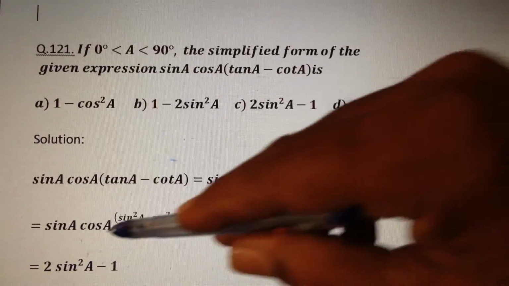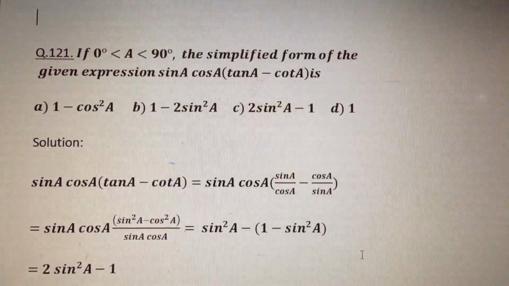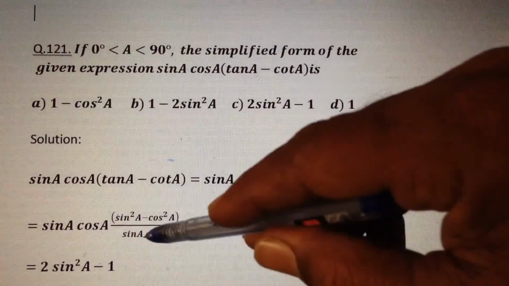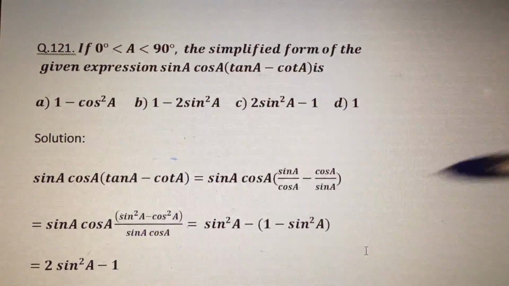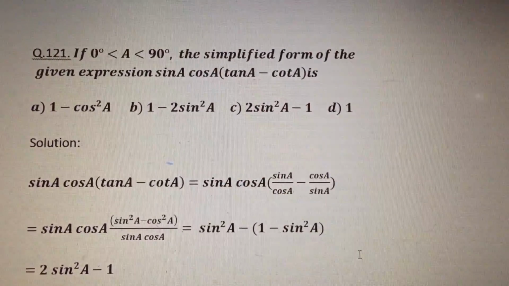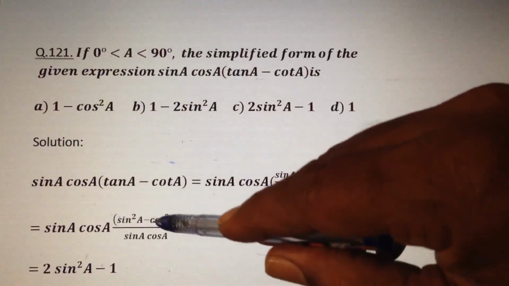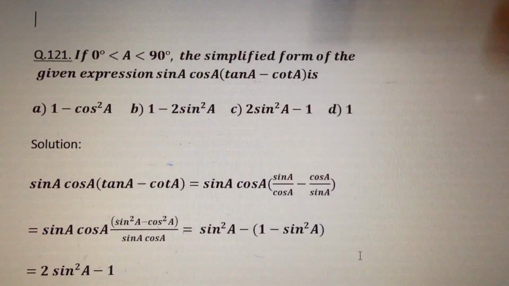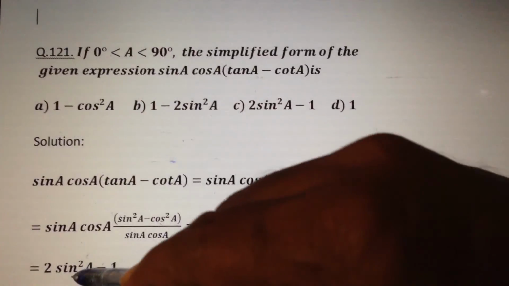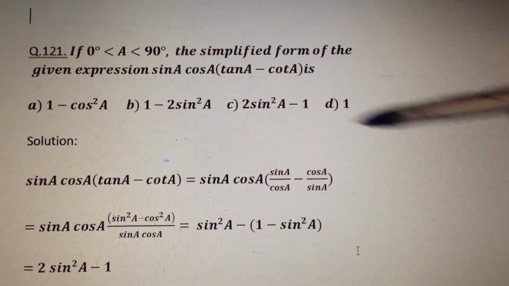So this can be written as sin A cos A into sin square A minus cos square A by sin A cos A. And sin A cos A gets cancelled. Cos square A can be written as 1 minus sin square A. Therefore, this is equal to sin square A minus 1 minus sin square A. This is equal to 2 sin square A minus 1. Therefore, our answer is option 3.